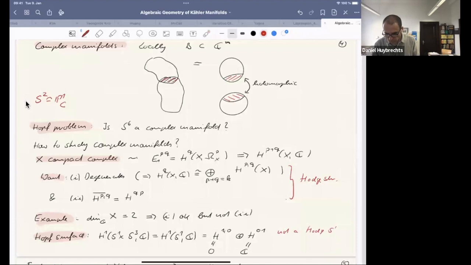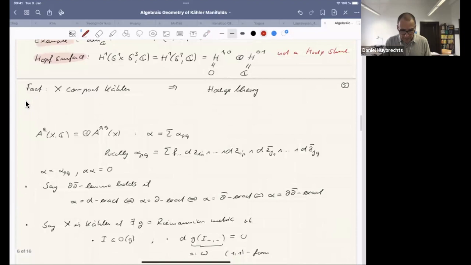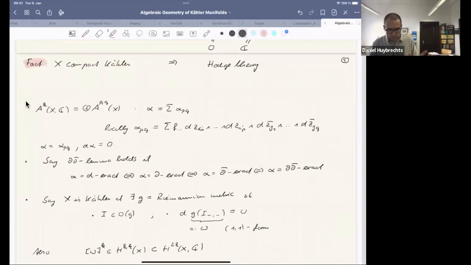So some of the Hopf surfaces, if we insist to have the Hodge theory at our disposal, then Hopf surfaces are not good. Okay, now here comes the most important fact. Whenever I have a compact Kähler manifold, I haven't told you yet what a compact Kähler manifold is, but I will, then I do have the Hodge theory.